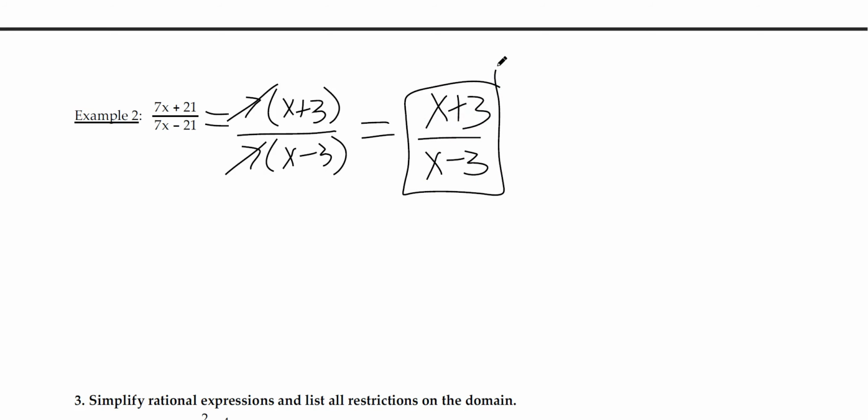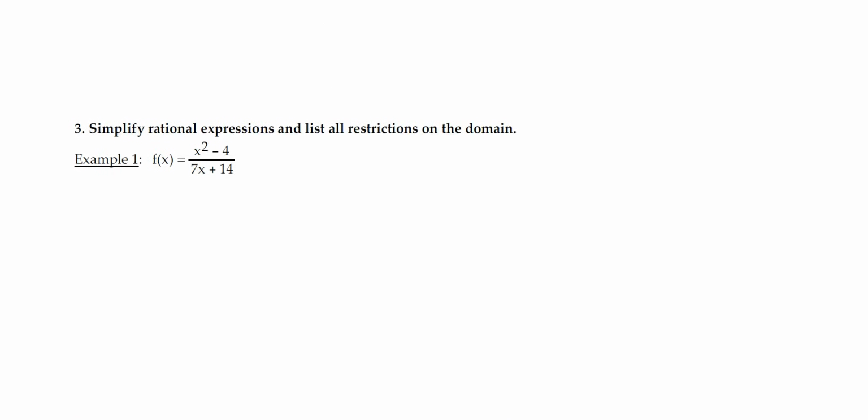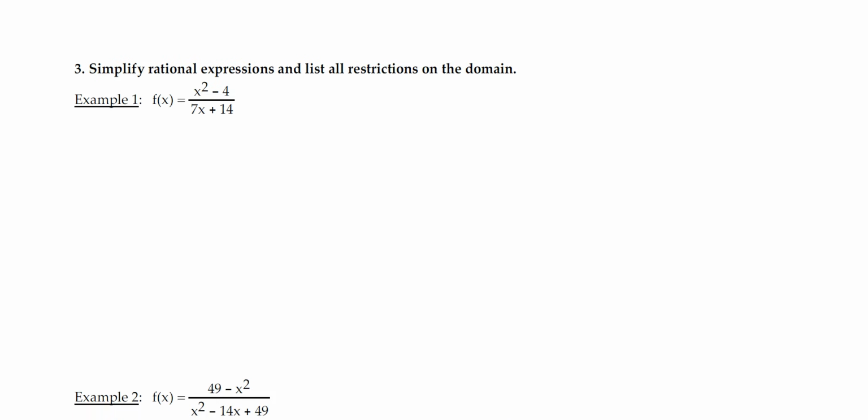Okay. Time for the next objective. Simplify rational expressions, and list all restrictions on the domain. These are usually, when talked about domain, functions, which is what we see here, f of x. Okay, so first off, because of the subtraction, this x squared is a term, no factors. And because of this addition, this 7x and these 14, that's a term, 2 terms in the denominator. So we have to factor first.